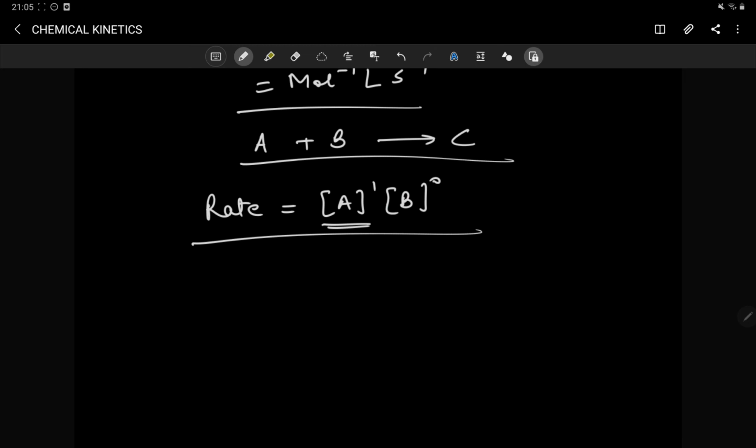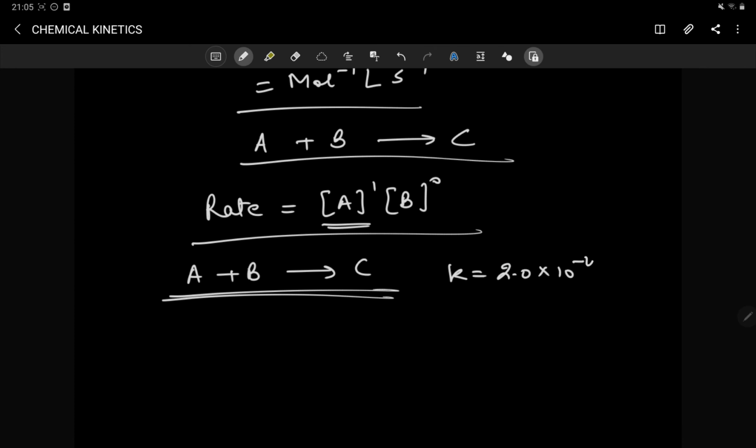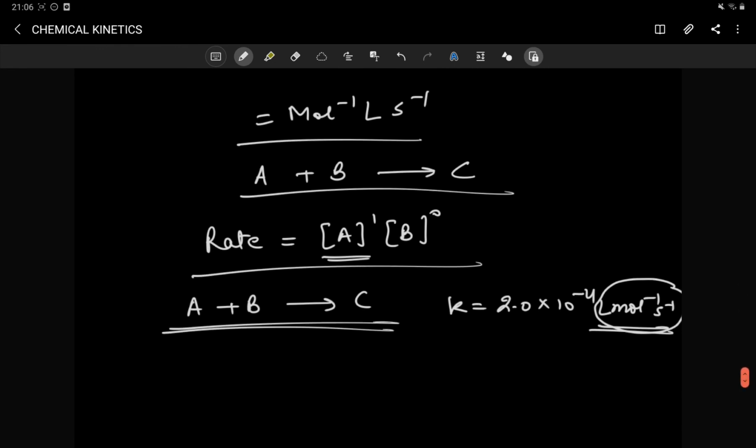The other way of asking the question is that for a particular reaction A plus B gives C, the value of K is equal to 2 into 10 raised to power minus 4 liter per mole per second. Here we should predict the order of reaction, but no rate law is given. So how do we predict the order of reaction? That can be predicted just by observing the units of the rate constant. The units correspond to the second order reaction, so we can say the reaction is second order.